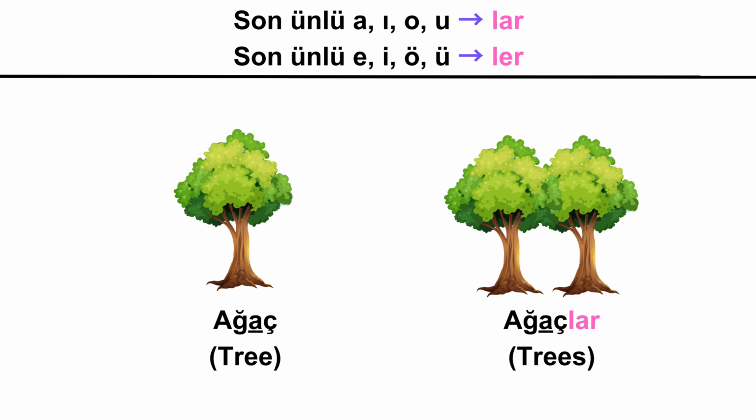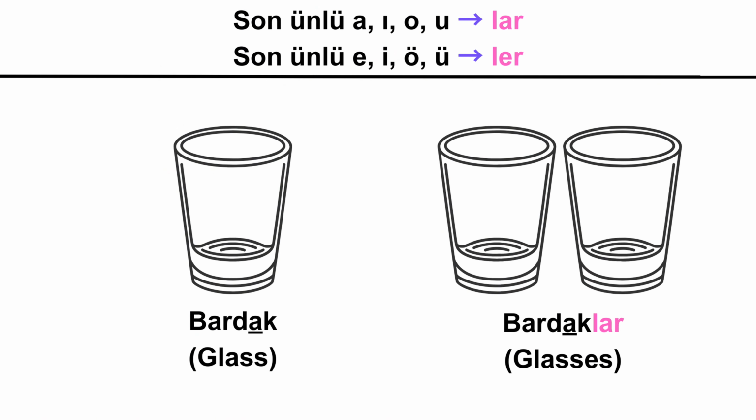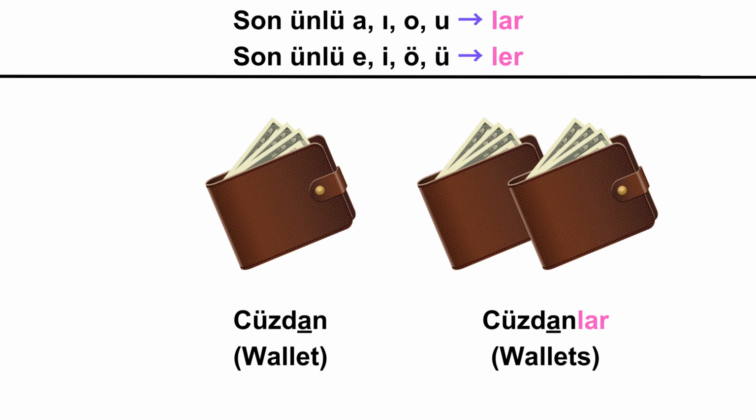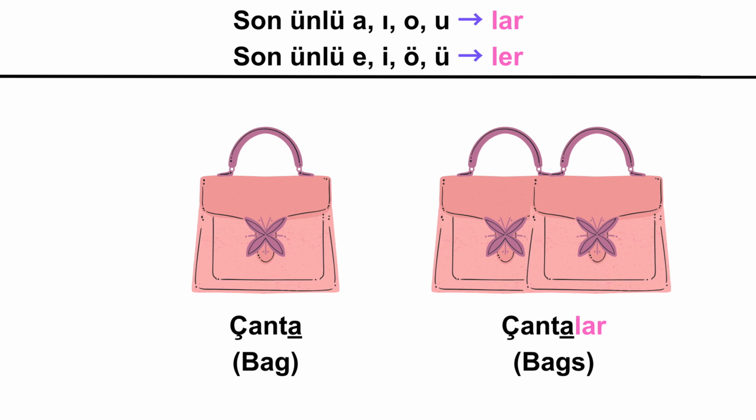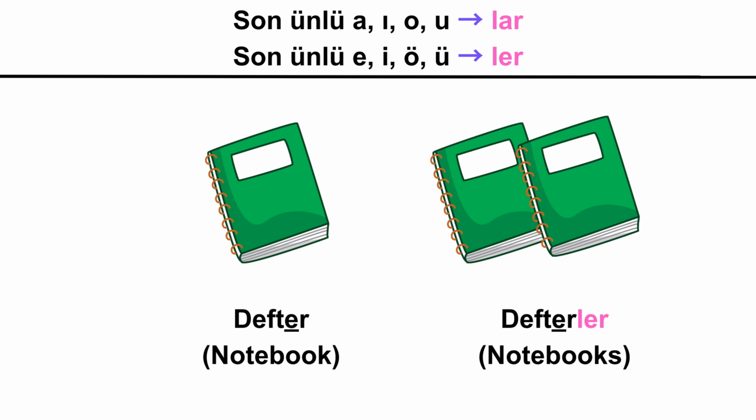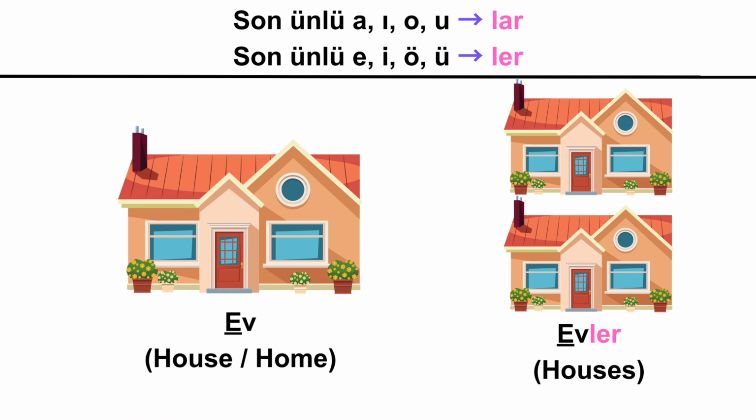You will remember the words from the alphabet chapter. We have learned this vocabulary already. So now we would like to see how we can make them plural. Ağaç, ağaçlar. Bardak, bardaklar. Cüzdan, cüzdanlar. Çanta, çantalar. Defter, defterler. Ev, evler.